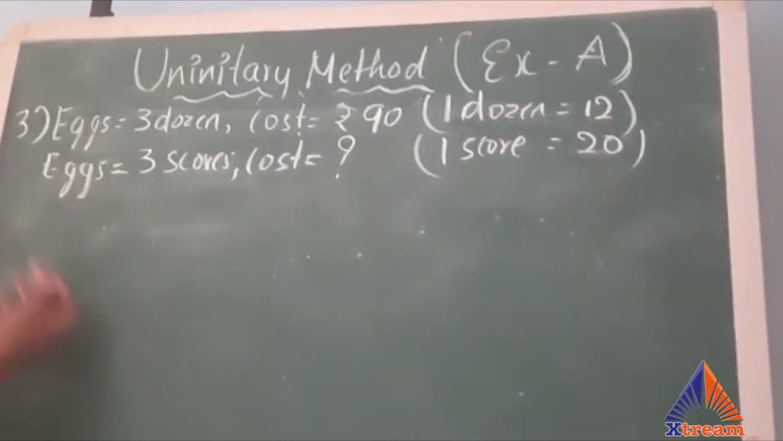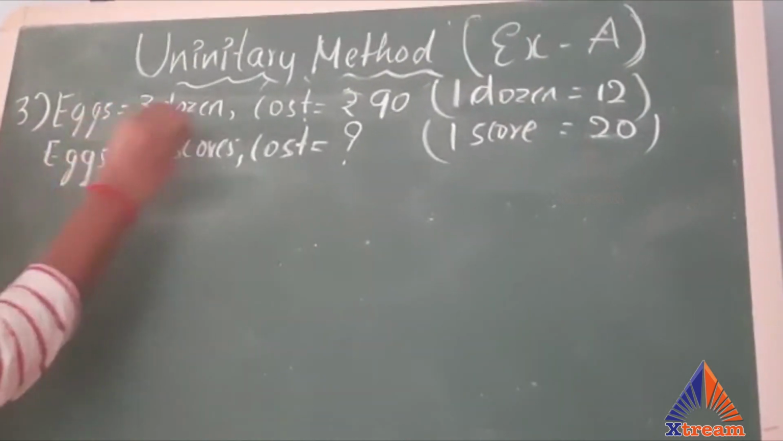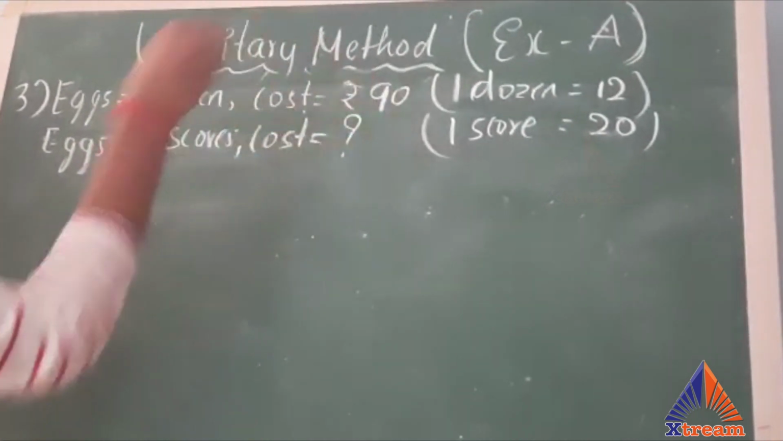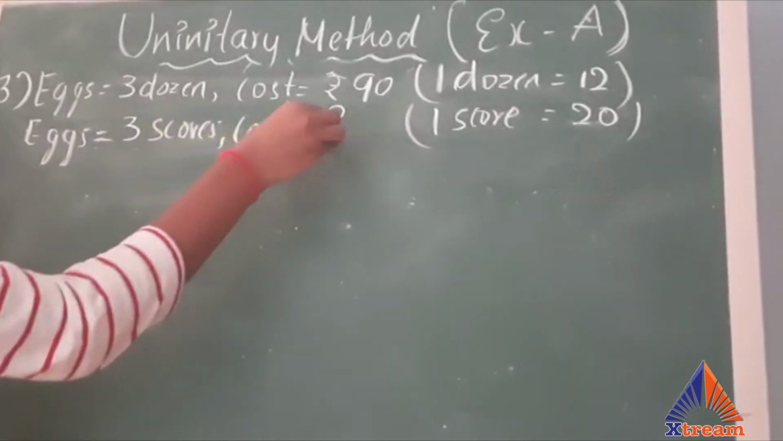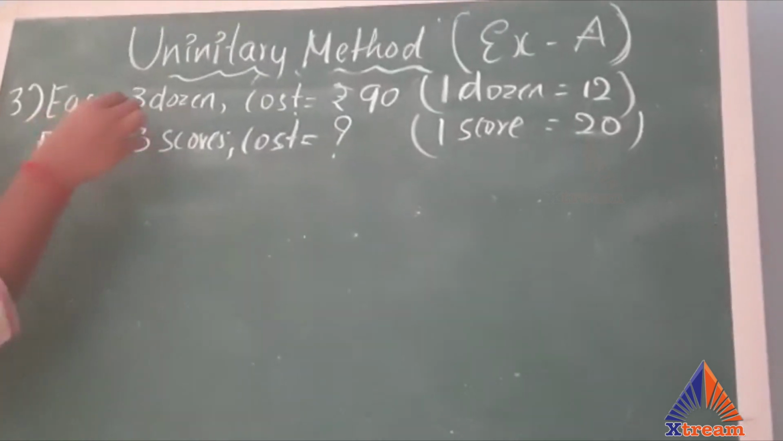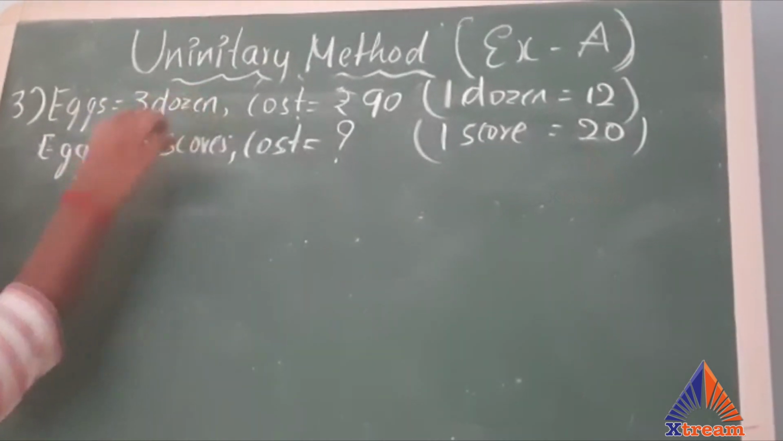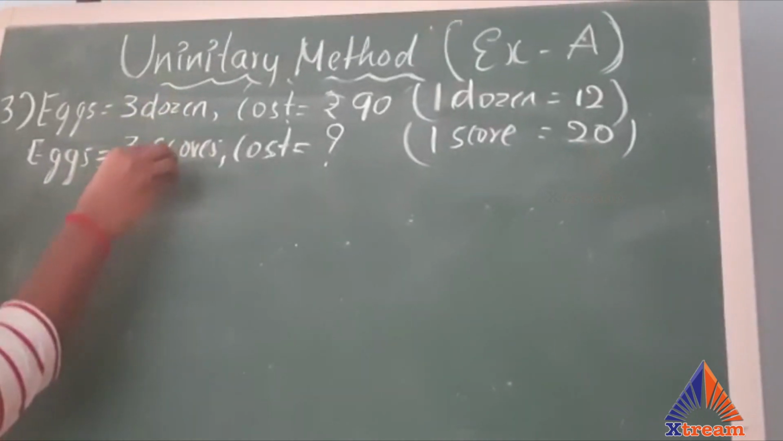So let's see another question. So the question is eggs are 3 dozen and the cost of 3 dozen eggs is 90 rupees. And here the eggs are 3 scores and the cost is question mark. That means we need to find. But before finding, observe here, they have given in the first statement 3 dozen of eggs and in second 3 scores. So what are the values of dozen and scores here?